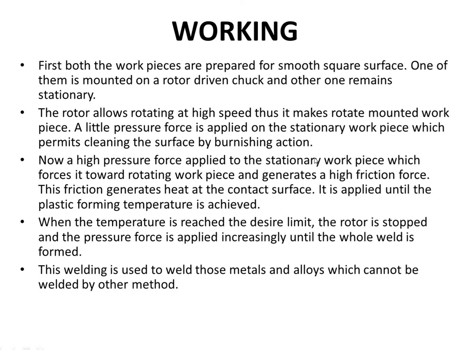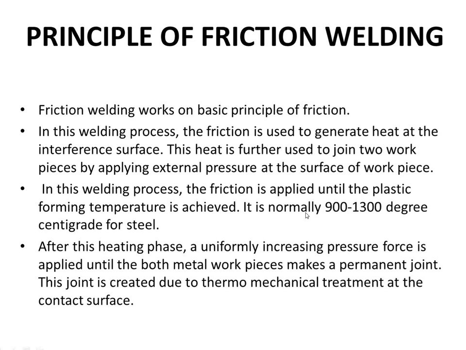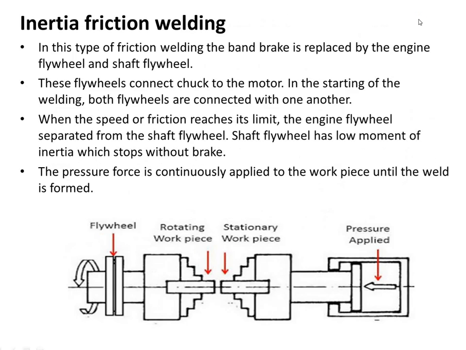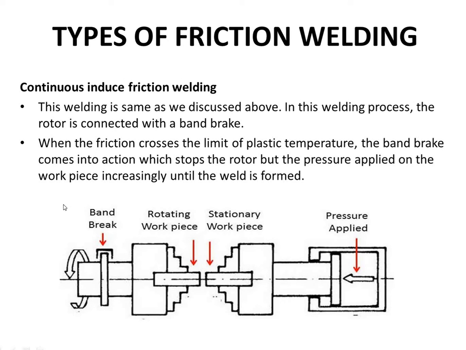What is the plastic temperature for steel? We have discussed here 900 to 1000 degrees centigrade. When it is reached, the band brake comes into action, which stops the rotor. So the rotating workpiece gets stopped, but the pressure applied on the workpiece keeps on increasing until the weld is formed. The pressure is continuously applied on the stationary workpiece for the weld formation. This is the permanent weld formation.